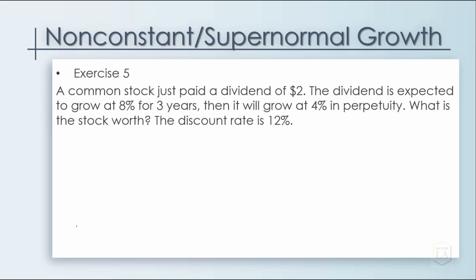So why don't we try to compute this? Just try to take care of this with an actual example. A common stock just paid a dividend of $2. The dividend is expected to grow at 8% for 3 years, then it will grow at 4% in perpetuity. So 8% will be our growth rate g sub 1, 4% will be our growth rate g sub 2. The discount rate, or the required rate of return, was 12%. And here, note that it said the dividend was just paid, meaning that d sub 0 was $2. So with the given information, let's try to find out the stock value in year 0.